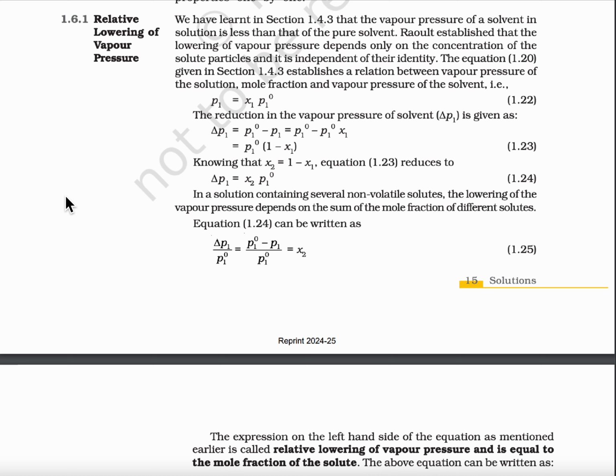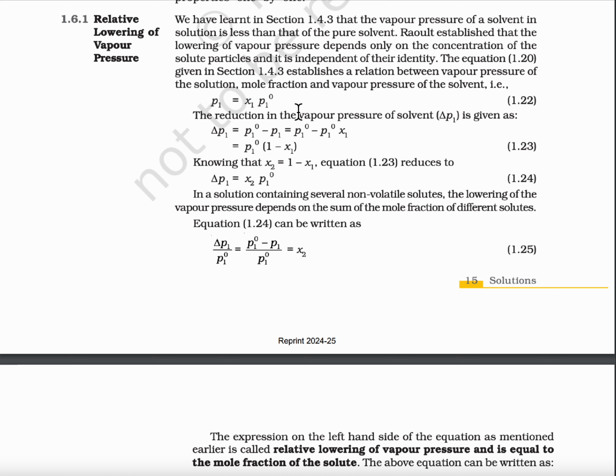In section 1.4.3, we saw that the vapor pressure of a solvent in solution is less than that of the pure solvent. That is, in the pure solvent, the vapor pressure will be greater than in a solution where there is an addition of a solute. Now, Raoult established that the lowering of vapor pressure depends only on the concentration of the solute particles, and it is independent of their identity. The equation 1.2.0 given in section 1.4.3 establishes the relation between vapor pressure of the solution, mole fraction, and vapor pressure of the solvent. That is, P1 is equal to Chi1 P1 naught.